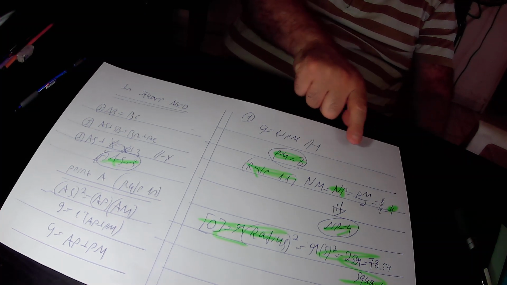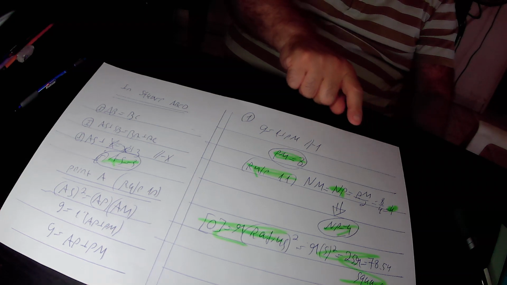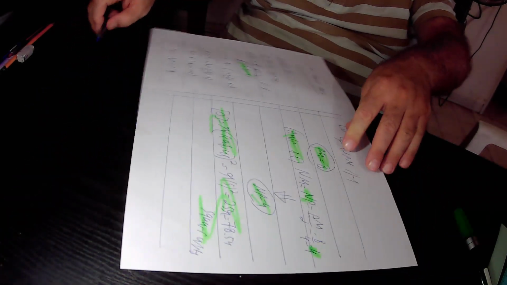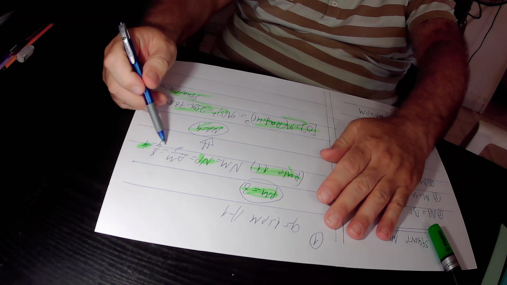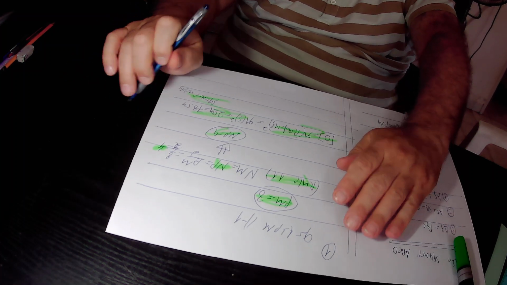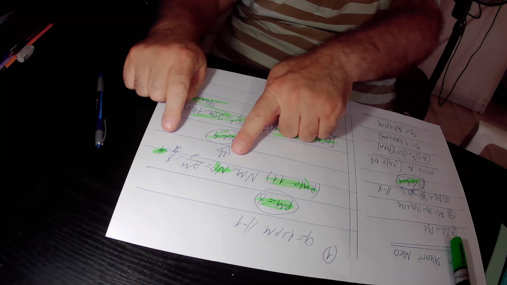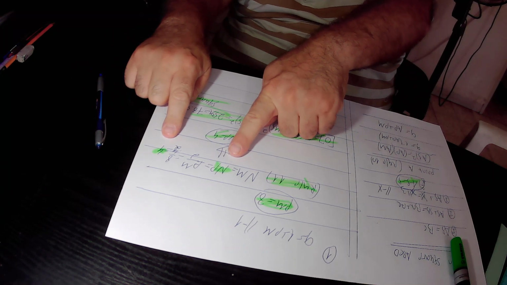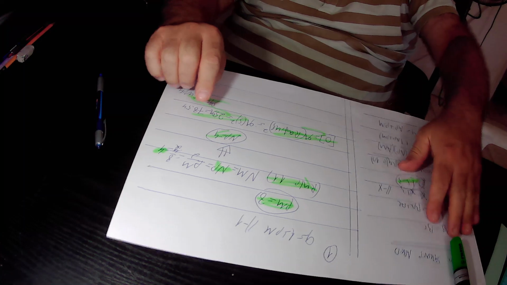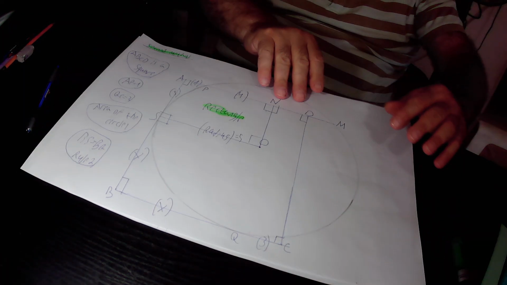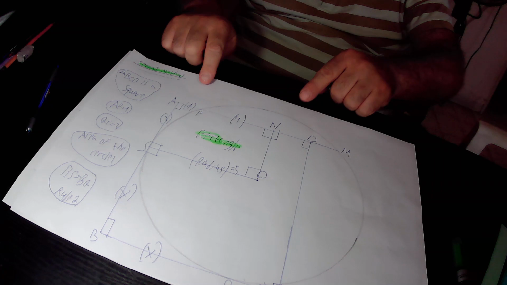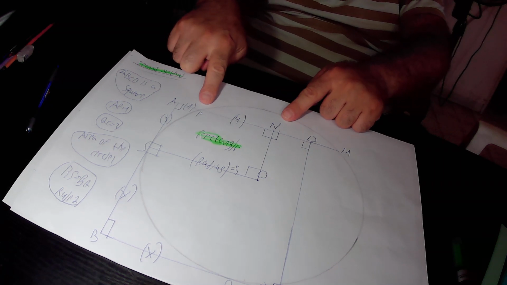PM is 8, so PM over 2 is 8 over 2, that is 4. So for this equation, we derive that NP equals 4 units. This line segment NP is 4 units in length.